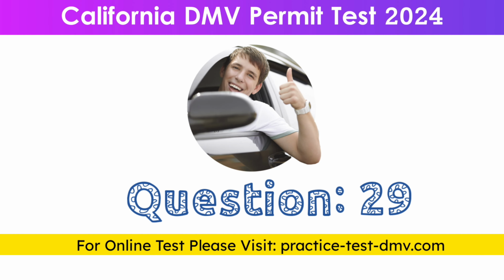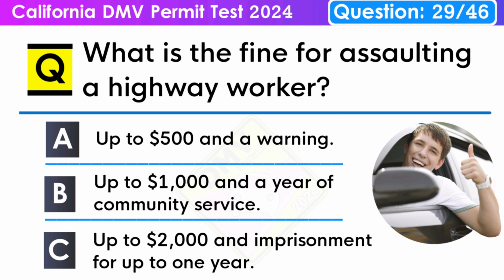Question 29. What is the fine for assaulting a highway worker? A. Up to $500 and a warning. B. Up to $1,000 and a year of community service. C. Up to $2,000 and imprisonment for up to 1 year. Correct answer: C. Up to $2,000 and imprisonment for up to 1 year. Assaulting a highway worker carries serious penalties, including fines up to $2,000 and imprisonment for up to 1 year. This ensures the safety of those working on the road.